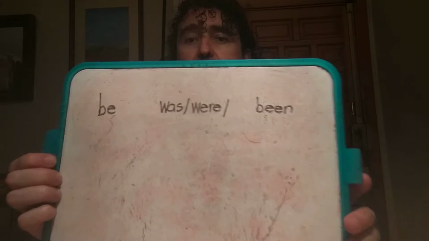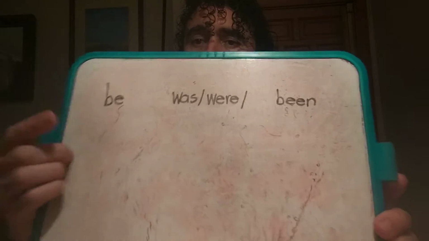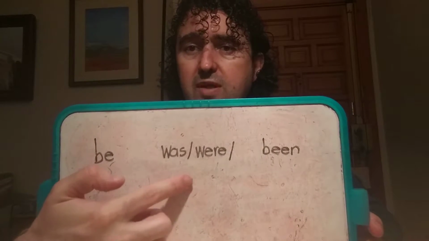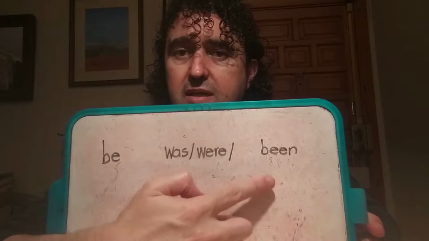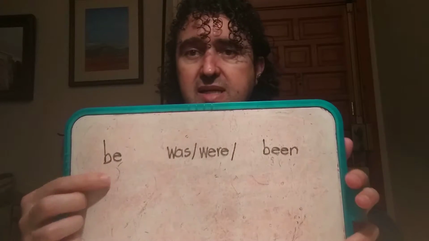I'm pretty sure that you've heard of the irregular verbs, which are always taught linearly, right? And here we're going to try to learn them organically. What does it mean? Now I'm going to show you. I'm going to write the first one, which will be the verb to be. Can you see that? Be, was or were, and been. The first column will be the present simple. The second column will be the past simple. And the third column will be the present perfect.